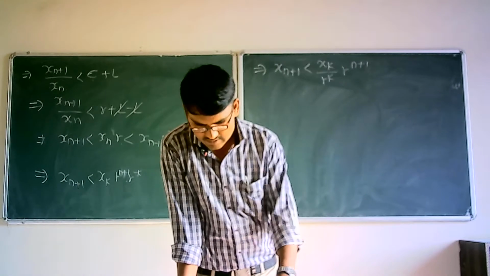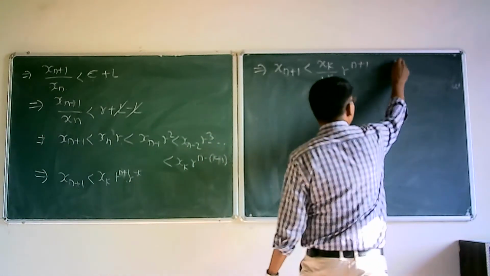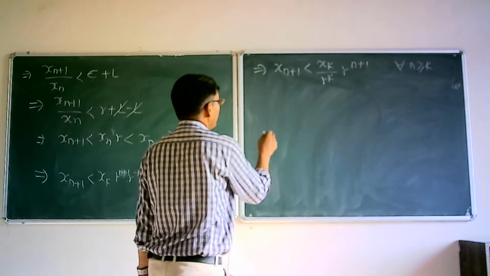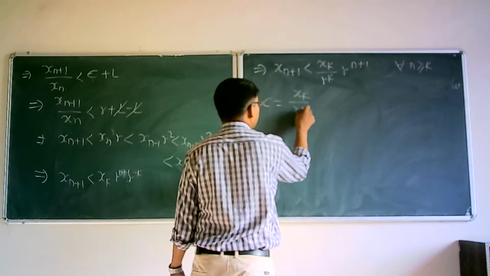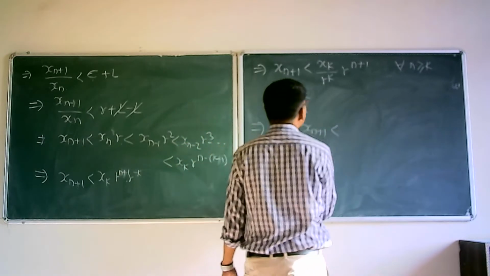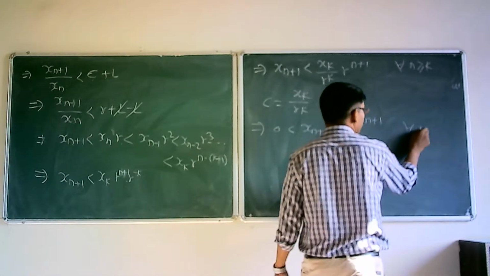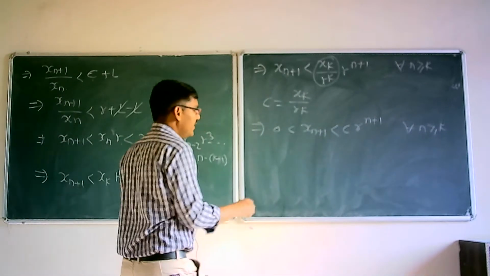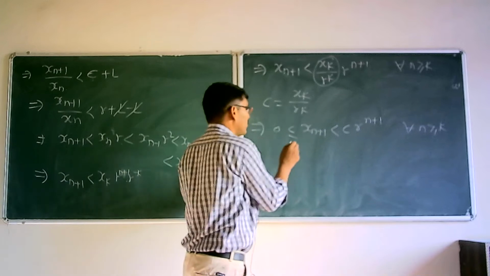Okay, now for every n which is greater than or equal to k. Now if we write C equal to xk divided by R raised to k, then 0 is less than or equal to xn plus 1 is less than or equal to C R raised to n plus 1. But what is here? For every n which is greater than or equal to k, for this term we write the constant C. Then why is this xn plus 1 greater than or equal to 0?